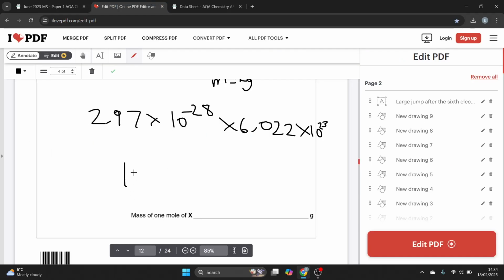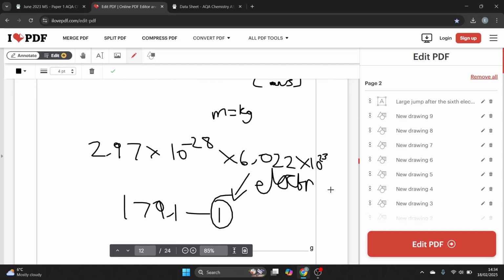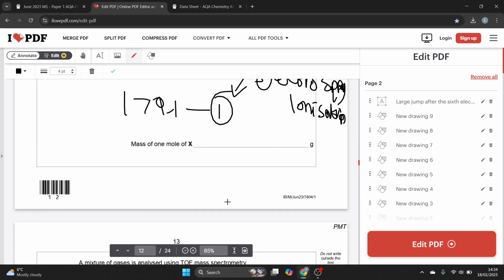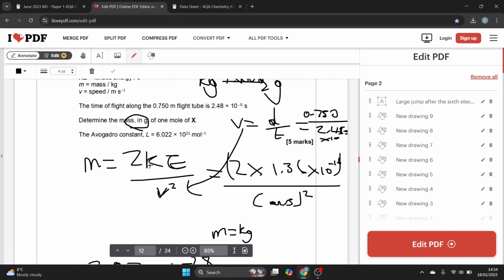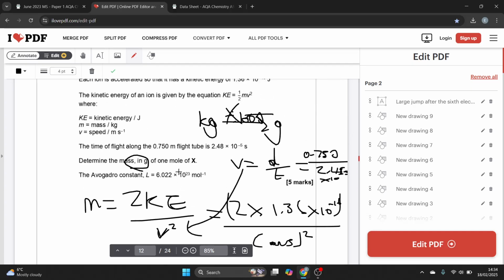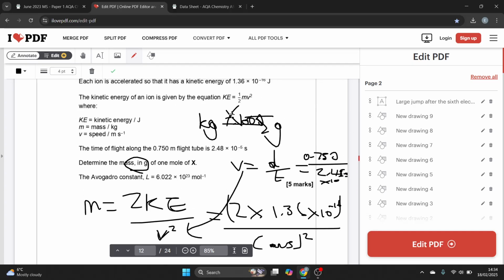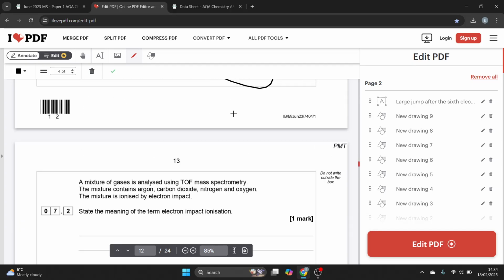I get 179. Well, I should have got 0.1 and then subtract 1, because electrospray ionization says in the question, and then I get 178.1. So you get a mass in kilograms, from kilograms to grams I times by 1,000 and then subtract 1.